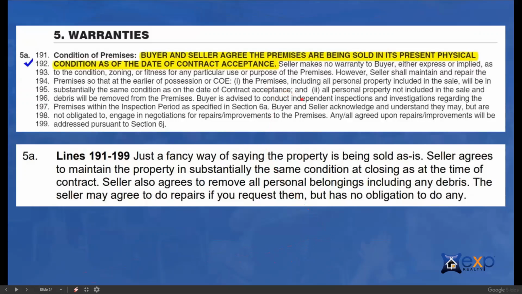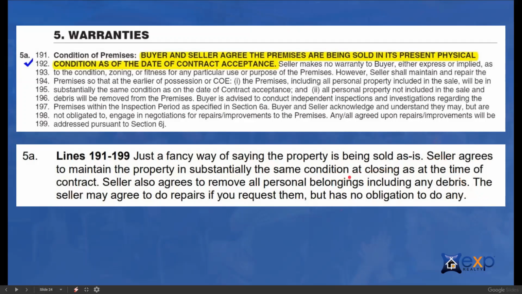Okay, 5A, this is the Section 5 warranties section of the contract. And this very first line, I literally say to my buyers, this is just a fancy way of saying the property is being sold as is. Seller agrees to maintain the property in substantially the same condition at closing as at the time of contract. Seller also agrees to remove all personal belongings, including any debris. The seller may agree to do repairs if the buyer requests them, but has no obligation to do any.